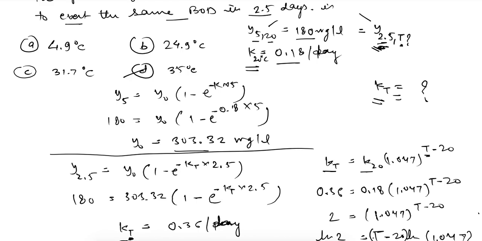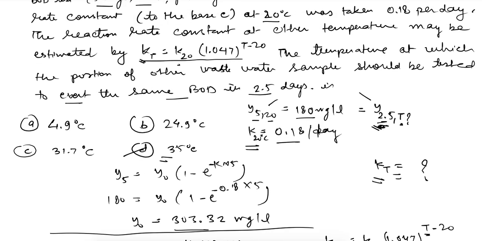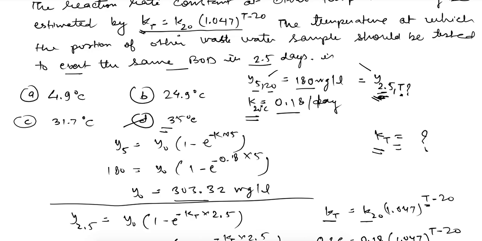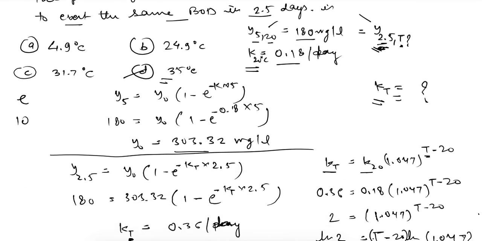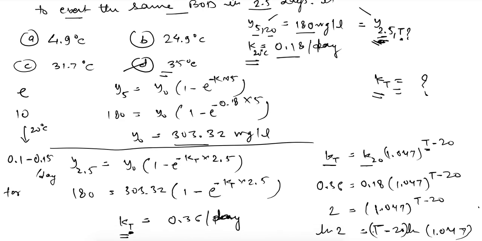So this is close to 35 degrees Celsius. So that is your answer. Now one more thing you can know here is, in this question it is mentioned that this reaction rate constant is to the base of E. But what if it is not mentioned, then how will you figure out that you have to take base E or base 10? So for base 10 you can remember this value stays between, at 20 degrees Celsius, 0.1 to 0.15 per day for municipal waste.